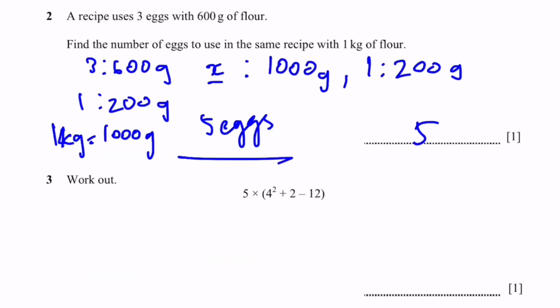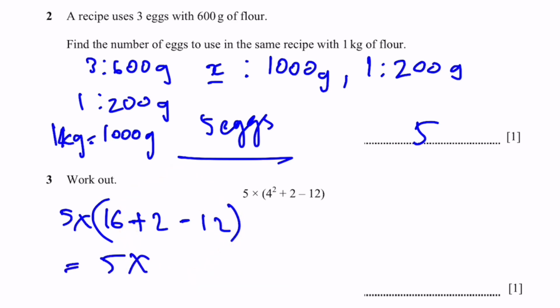Question 3. Work out 5 into (4 squared plus 2 minus 12). Order of operations. First, we do what's inside the brackets. Inside the brackets, we have 4 squared plus 2 minus 12. And then, after brackets, we do indices, which is 5 into (16 plus 2 minus 12). Now, addition and subtraction inside the bracket because that's all that's left in the bracket, which is equal to 5 into (16 plus 2, 18. 18 minus 12 is equal to 6). So 5 into 6, and that's equal to 30. So that's the answer.